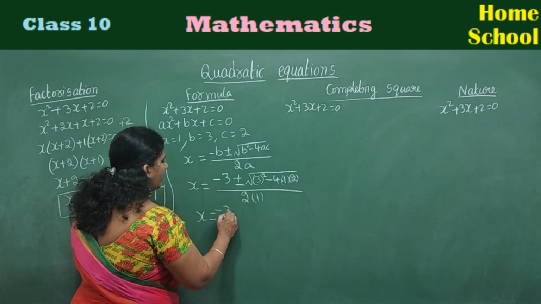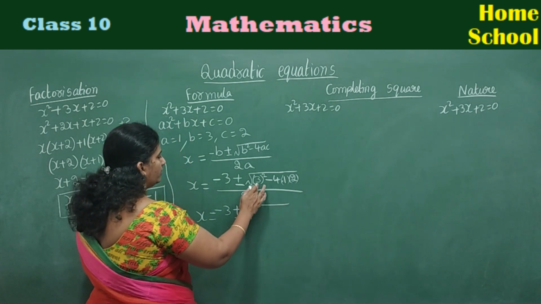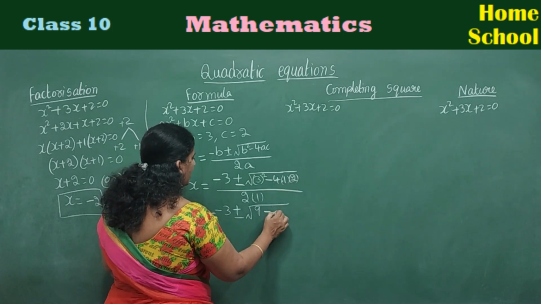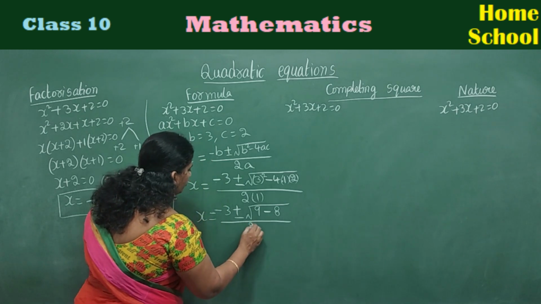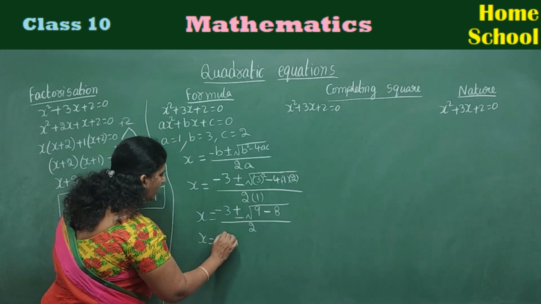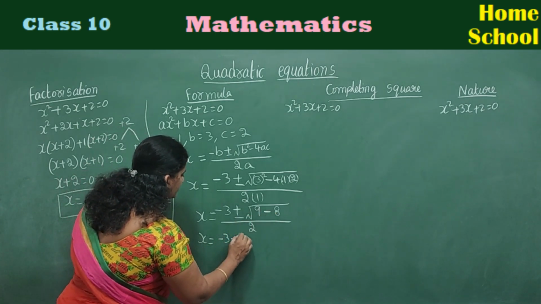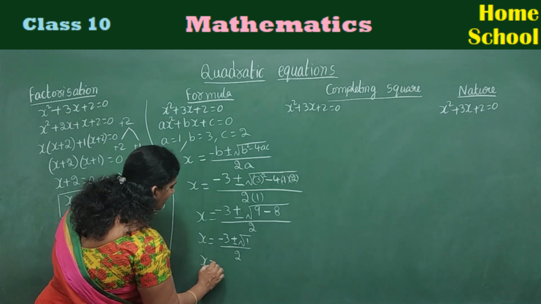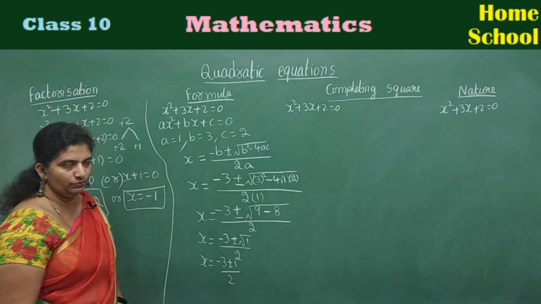x is equal to minus 3 plus or minus square root of 3 3s are 9, minus 4 2s are 8, 8 into 1, 8, whole divided by 2 into 1 is 2. x is equal to minus 3 plus or minus, 9 minus 8 is 1, root 1 by 2. Root 1 value is 1 itself. Minus 3 plus or minus 1 by 2.